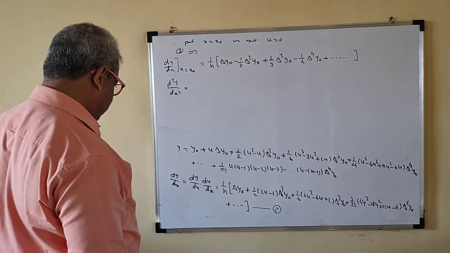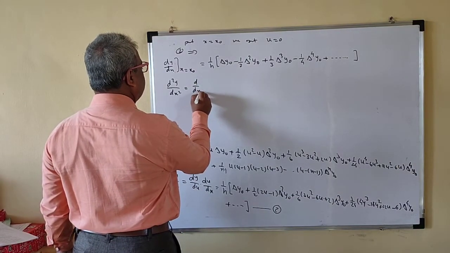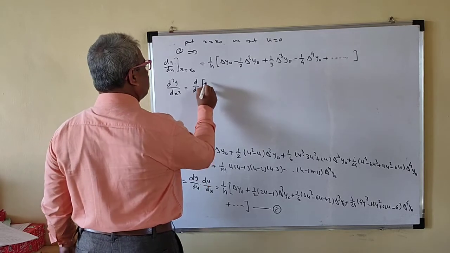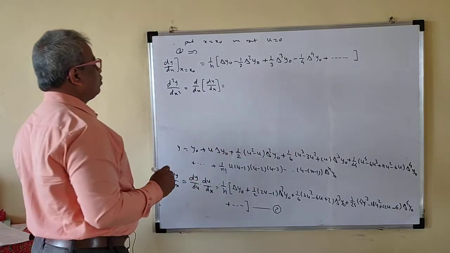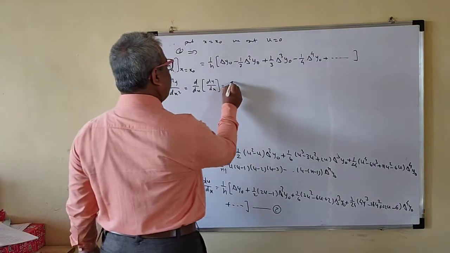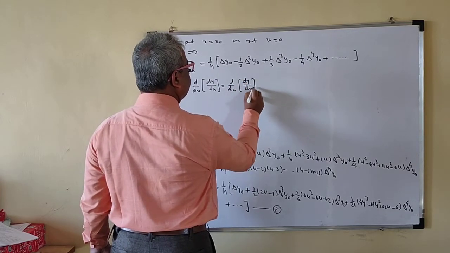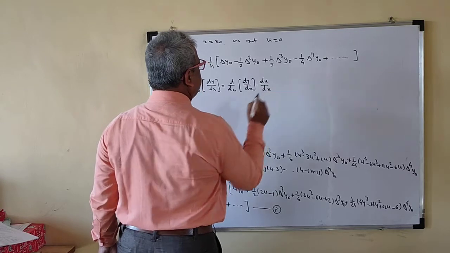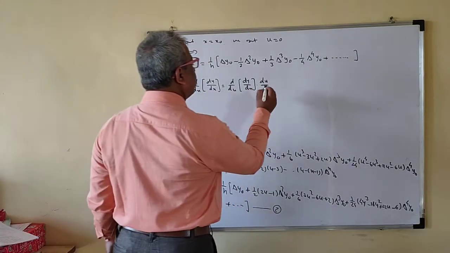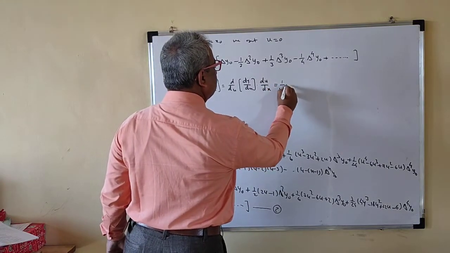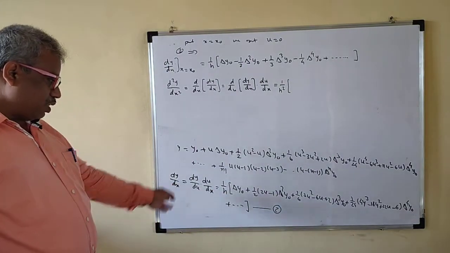So d2y by dx square is again d by dx of dy by dx. Okay, so this is nothing but d by du of dy by dx into du by dx. Okay, so that is 1 upon h, so this will be 1 upon h square, 1 upon h. Now we differentiate this.